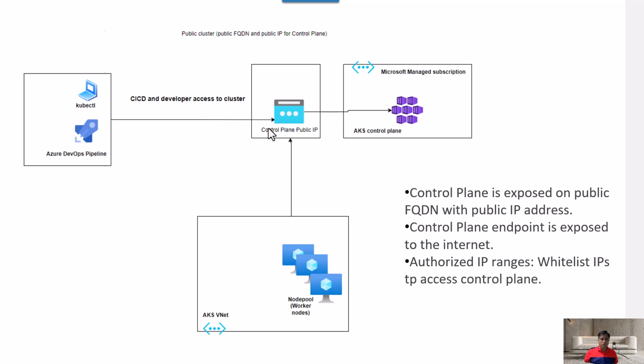The control plane is exposed on the public FQDN. When you create a service in AKS, it creates an FQDN, and the control plane is exposed to the internet. So if this is the case, you would like to whitelist the IP addresses so that only the whitelisted IP addresses are accessing your AKS. You need to restrict the IP addresses so that only restricted IP addresses can access your public IP address. Public does not mean that anybody and everybody can access the public IP address. So this is very, very important and one of the best practices.